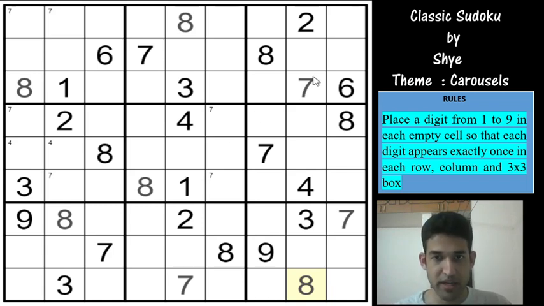So we have placed all the 8s. 6 is in row 2, row 3, so I can place the 6, a pointing pair of 6. 9 is in row 7, row 8, again I can place the 9, corner pencil mark of 9 in these two cells.